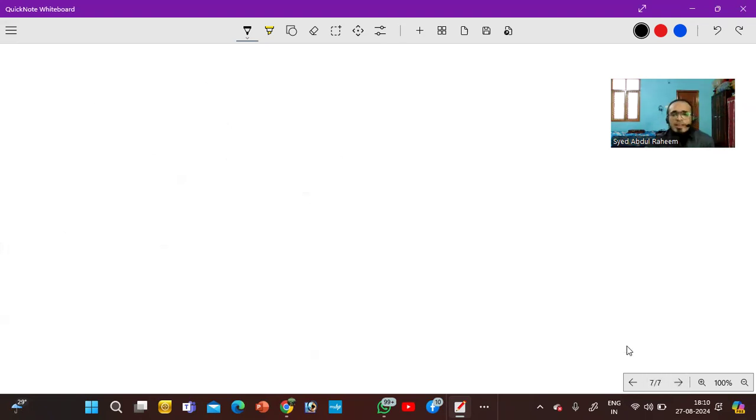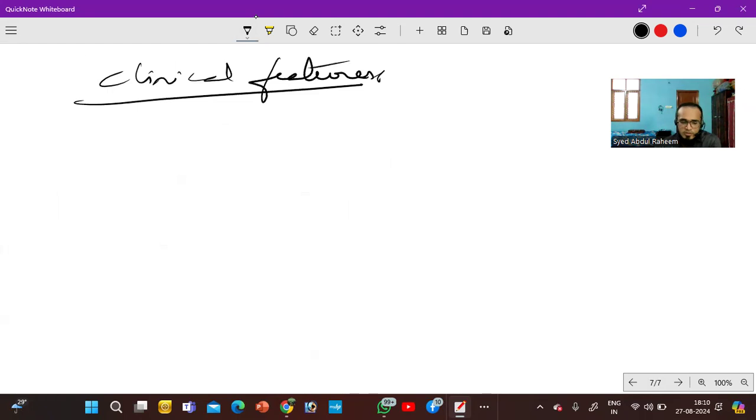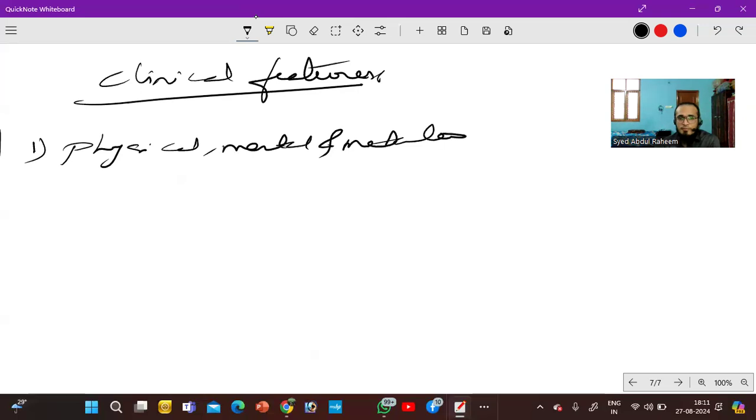Next, very important, the clinical features. A very long list of clinical features. Okay, we have to understand the clinical features. What are those? We have numerous types of symptoms you can see in the body. They are physical first, mental, and metabolic disturbance you can see in the body. What are those? Let's discuss.